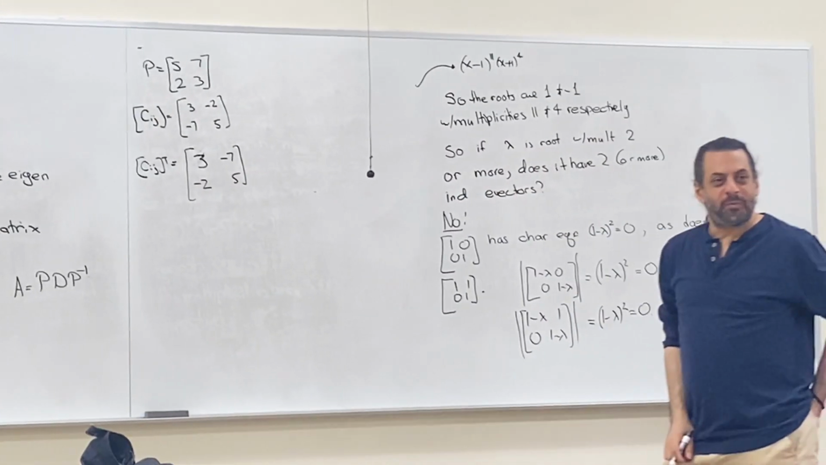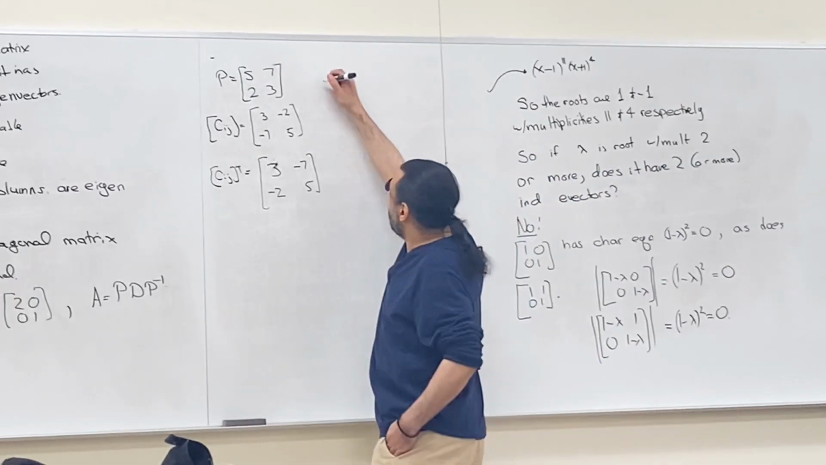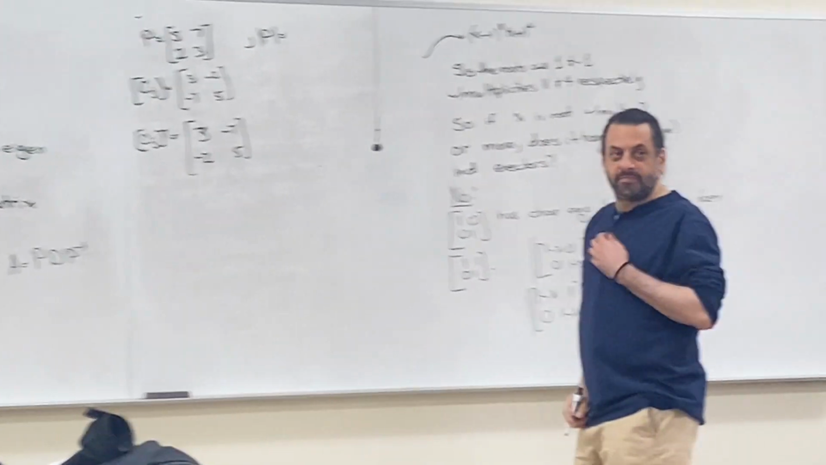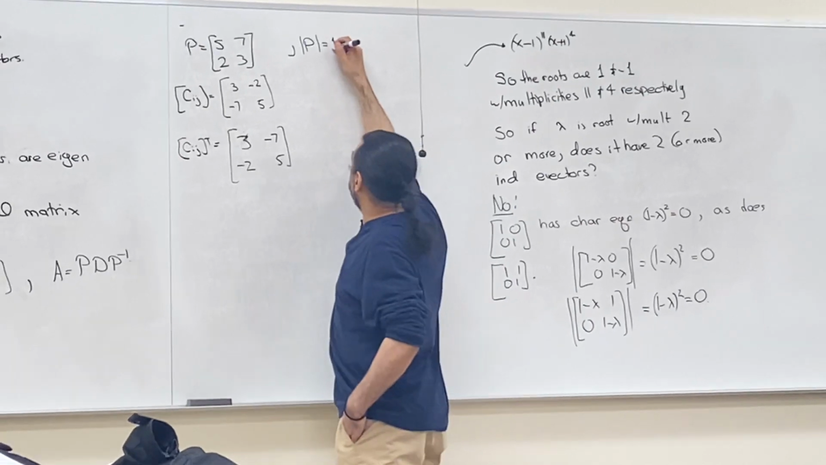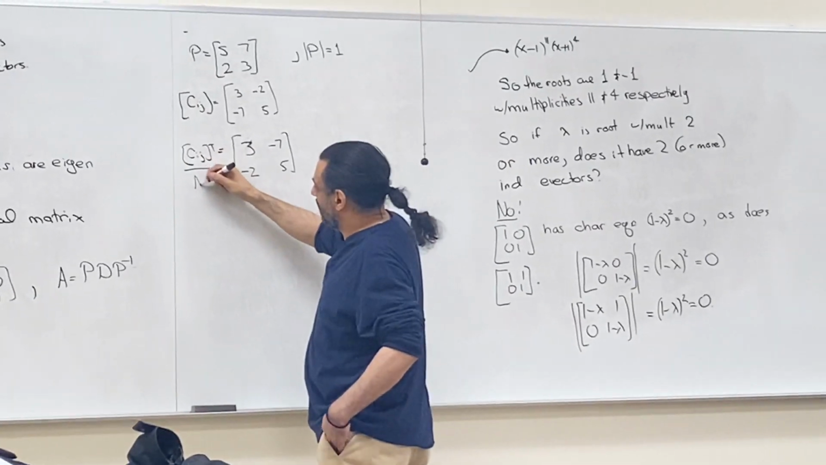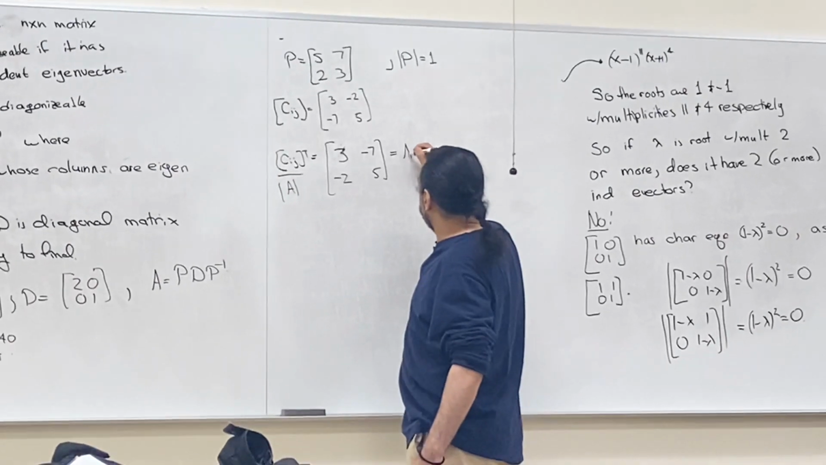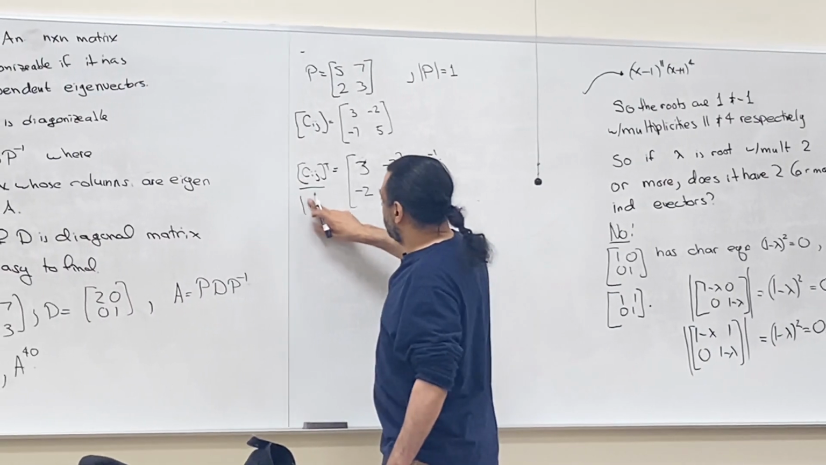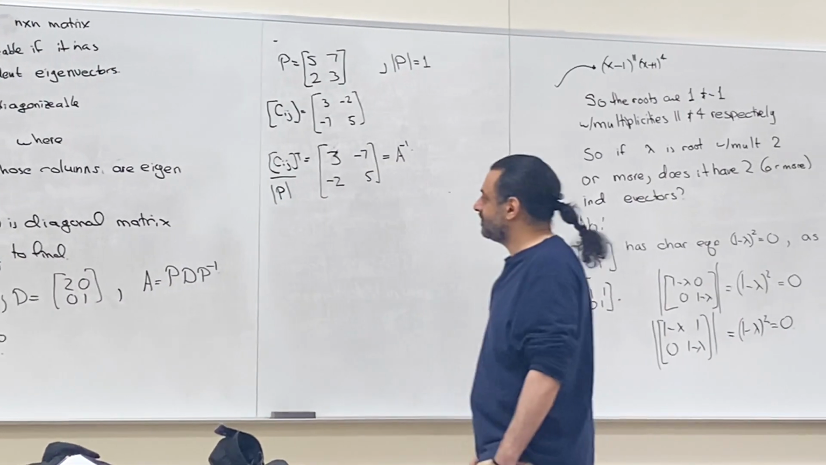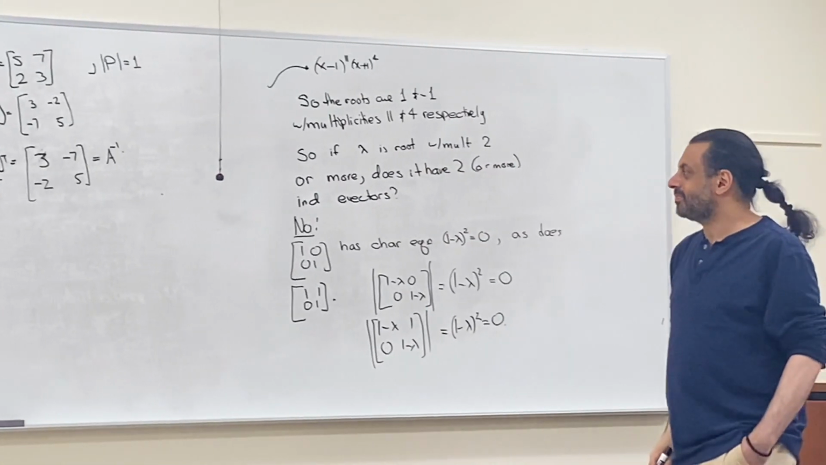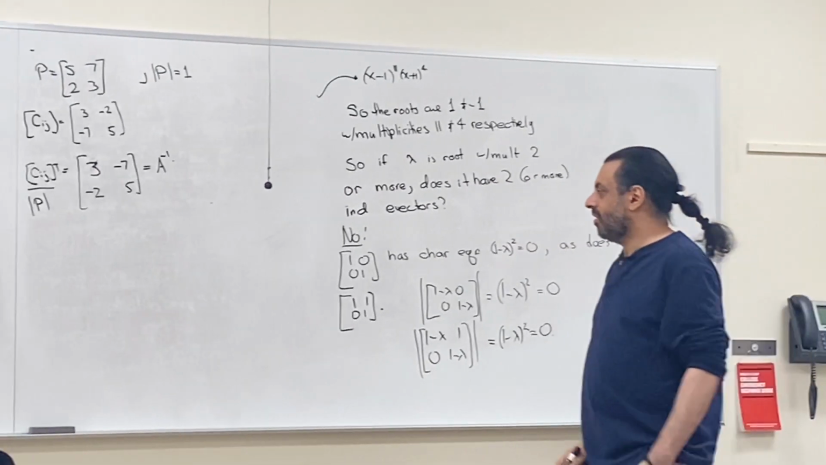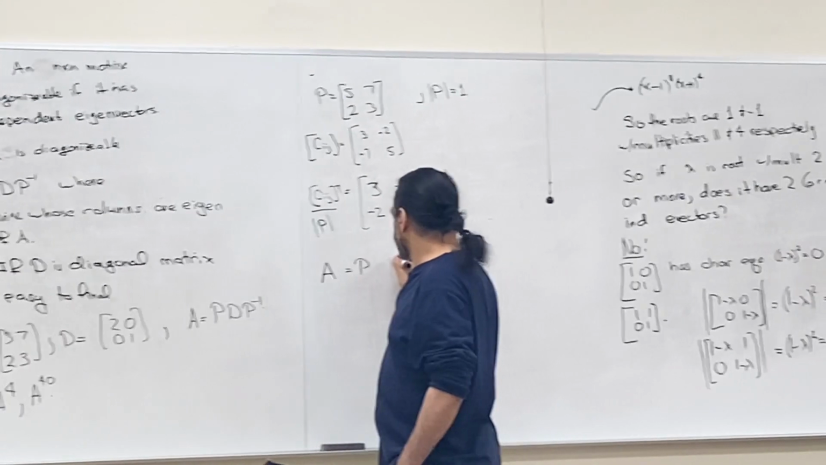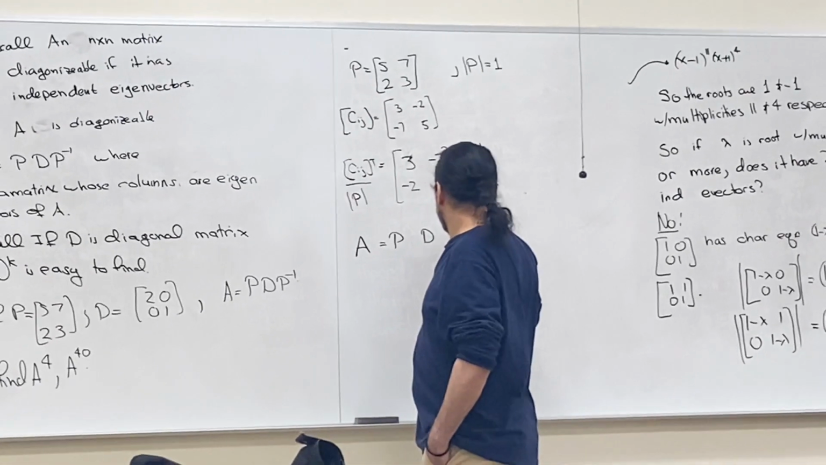Is that the inverse? Well, we should verify one thing. What's the determinant of P? It's 1. So this is the inverse. Remember, this thing divided by the determinant of A is A inverse. And here, sorry, our matrix is P right now. So here we could say, well, A is supposed to be P D P inverse. So what is A to the 4th?